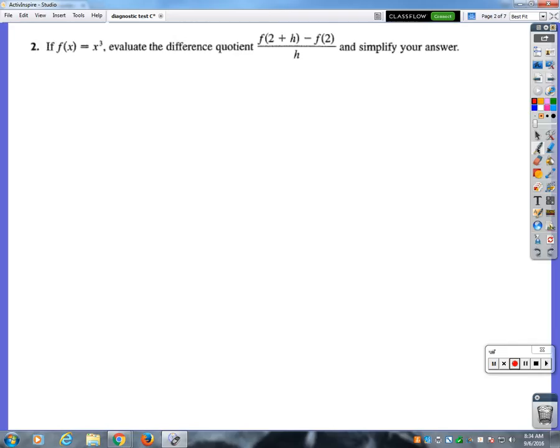So to figure this out, you have to first figure out what f of 2 plus h is. The way you do that is you take 2 plus h and you plug it into the equation. So what is the equation? 2 plus h cubed. So to figure out f of 2 plus h, I have to figure out what 2 plus h cubed is.